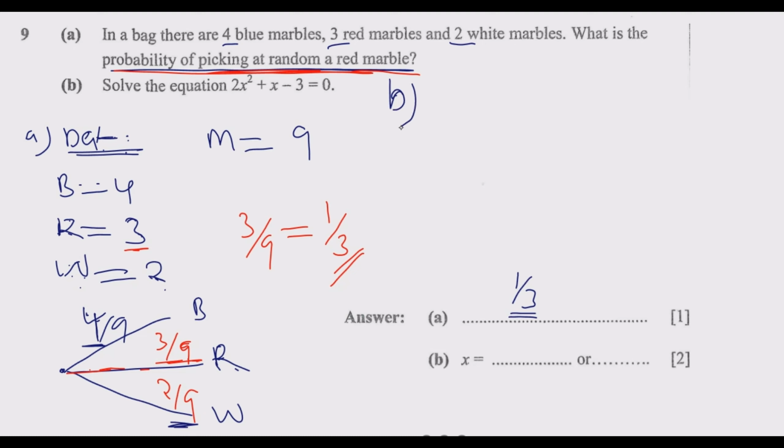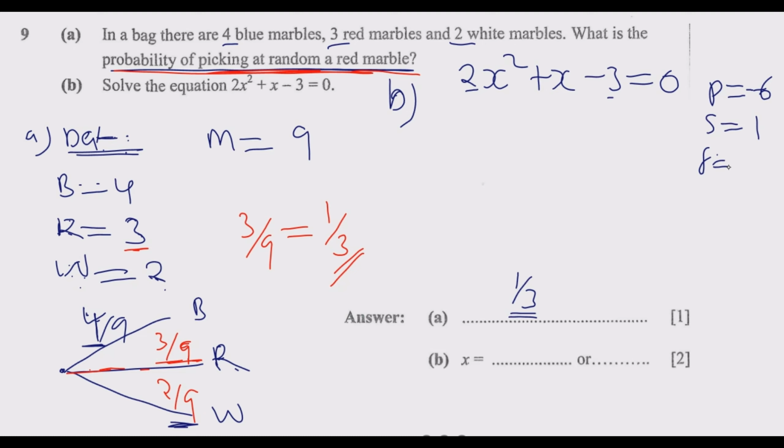Go to B. In B, we are solving the equation 2x squared plus x minus 3 equals 0. This is a quadratic equation. So we just need to look for the product. The product is 2 multiplied by negative 3, so the product is negative 6. The sum is equal to 1. So what are the factors? Two numbers such that when we multiply them, they give us negative 6, and when we add them, they give us 1.